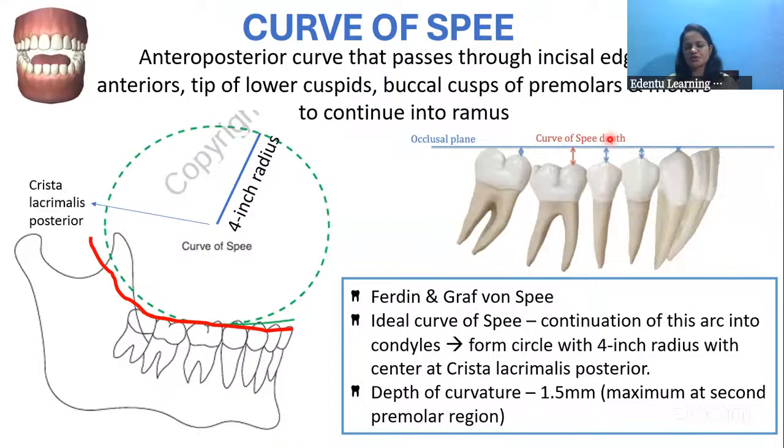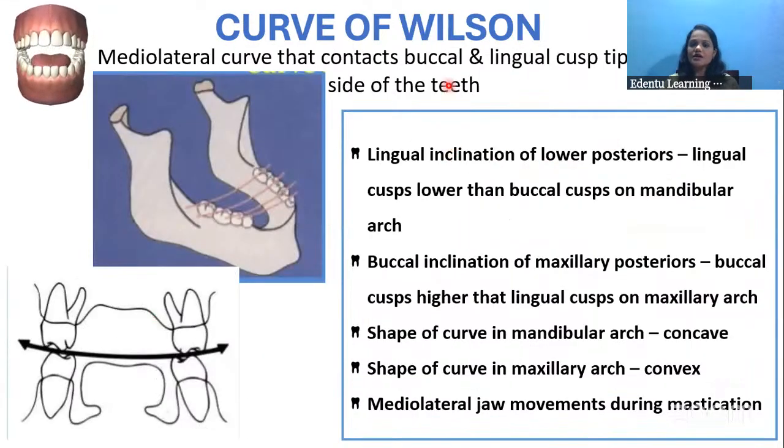Sometimes questions can be asked like, for which tooth is the maximum depth of curvature of the curve of Spee? At that time you should be able to answer that it is the second premolar, around 1.5 millimeter. Now, the next curve is the curve of Wilson.